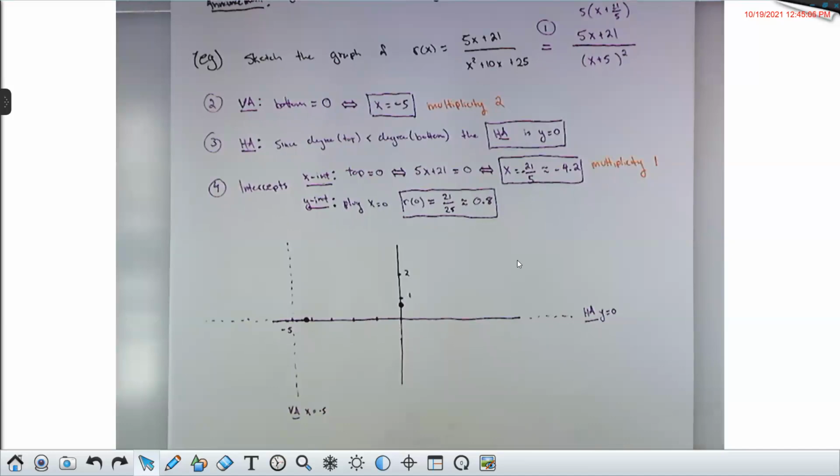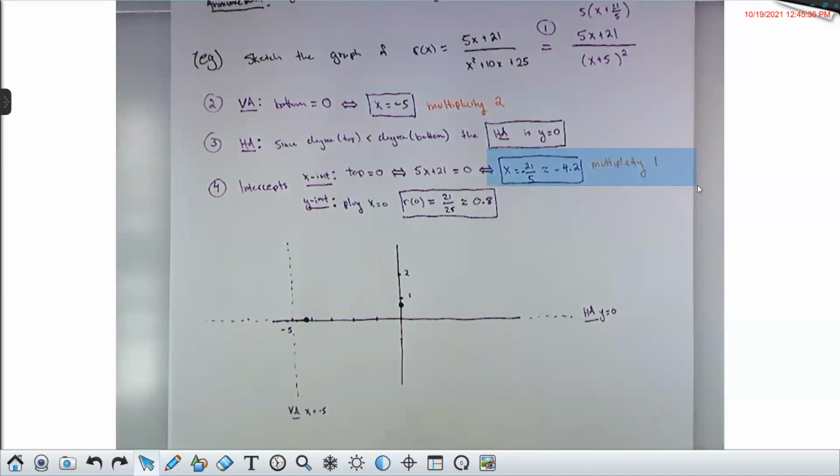Here's how we do it. I want to fill in the local behavior near this VA, the arrows either pointing up or down on either side. I want to fill in the local behavior near this x-intercept, meaning a cross or a bounce, either from below to above, above to below, below to below, or above to above. And then that will allow me to fill in the behavior near the horizontal asymptote. Then once I have all that, I'll connect it with nice smooth curves.